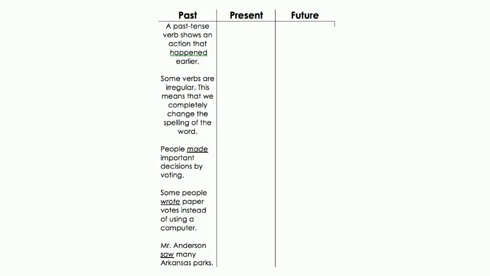And of course, some verbs are irregular. This means that we completely change the spelling of the word. For example, people made important decisions by voting. Made is the past tense irregular form of make. Some people wrote paper votes instead of using a computer. Wrote is the past tense irregular form of the word write. Mr. Anderson saw many Arkansas parks. Saw is the irregular past tense form of the word see.